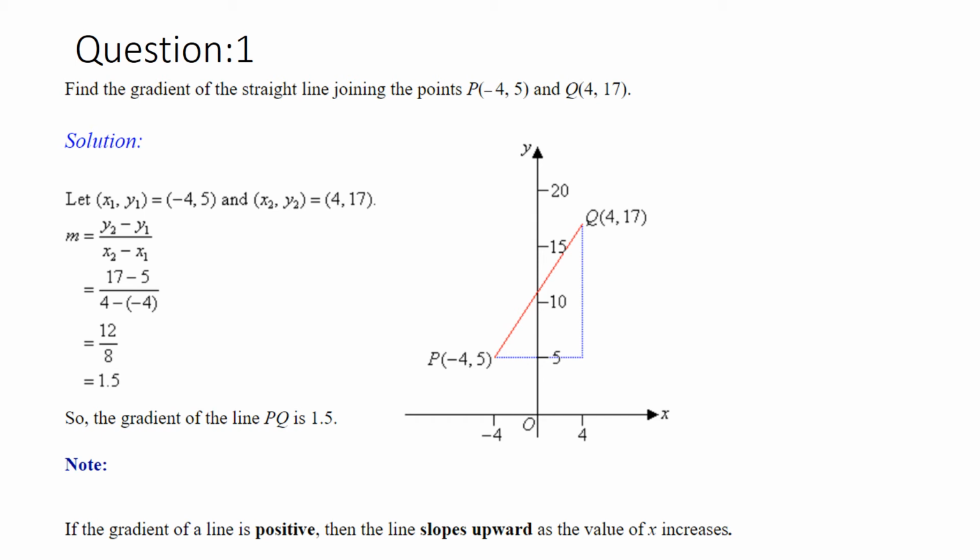Substituting the values, we will have m equals 17 minus 5 over 4 minus (-4). On simplifying, we will get 12 over 8 equals 1.5. So the gradient of the line PQ is 1.5. Note, this is the key point, you must remember it. If the gradient of the line is positive, then the line slopes upward as the value of x increases.